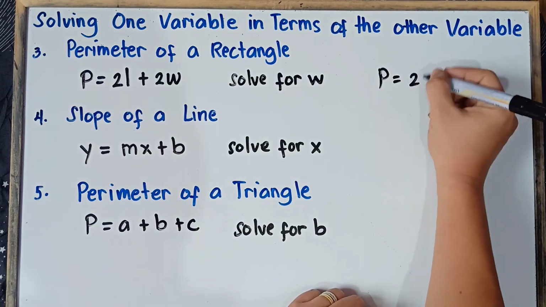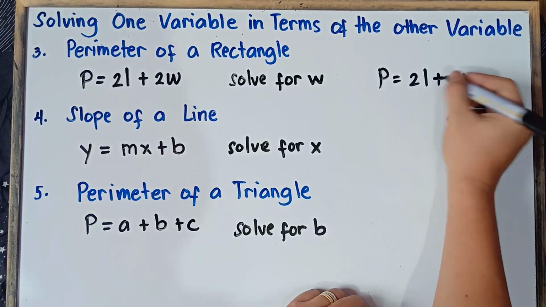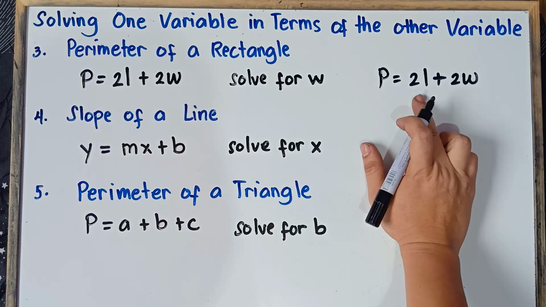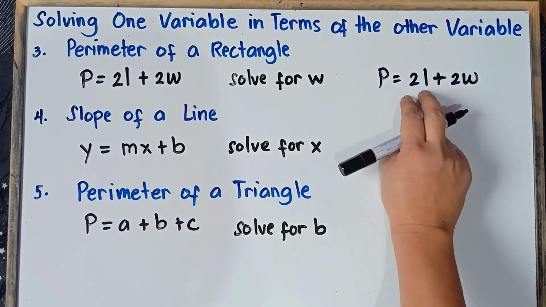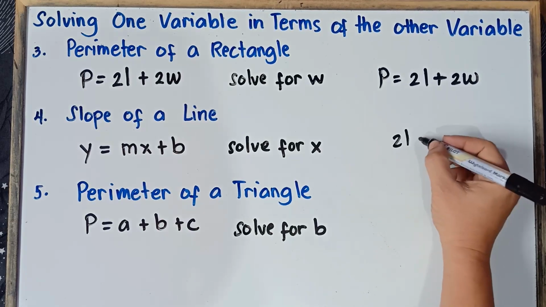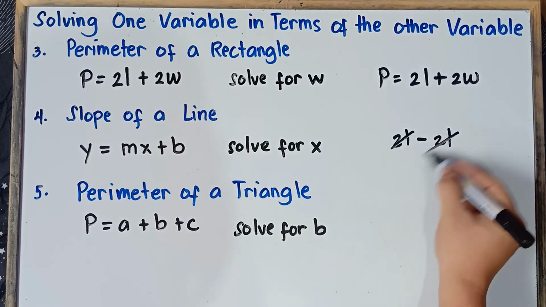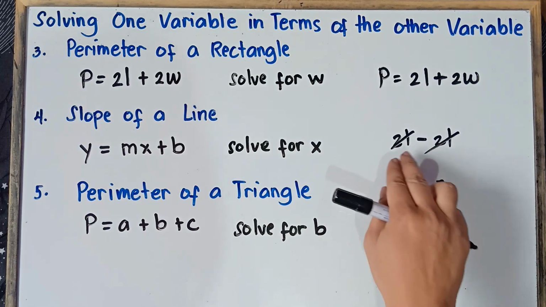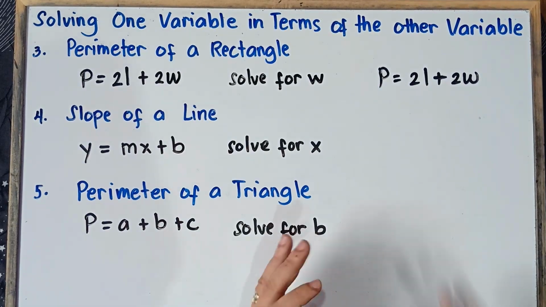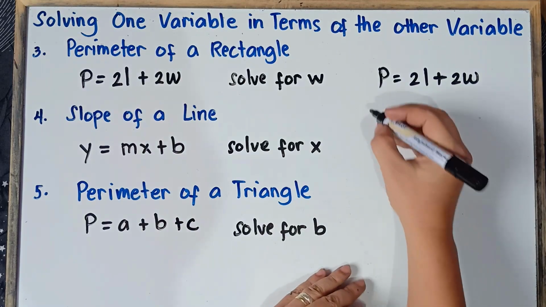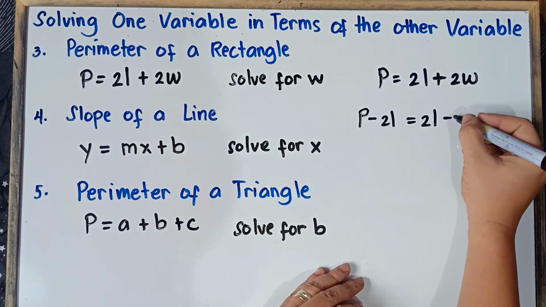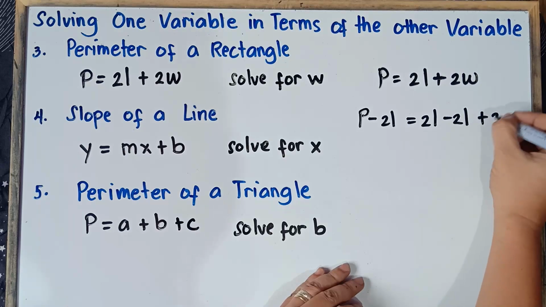So P equals 2L plus 2W. Now first thing to do, class, is we need to remove this one so that the remaining expression will be only 2W. And to remove this one, we can subtract both sides by 2L, because 2L minus 2L we can simply cancel out, because this is 0. So 2L minus 2L would be 0. Therefore, we can subtract both sides by 2L. So this will be the case: P minus 2L equals 2L minus 2L plus 2W.